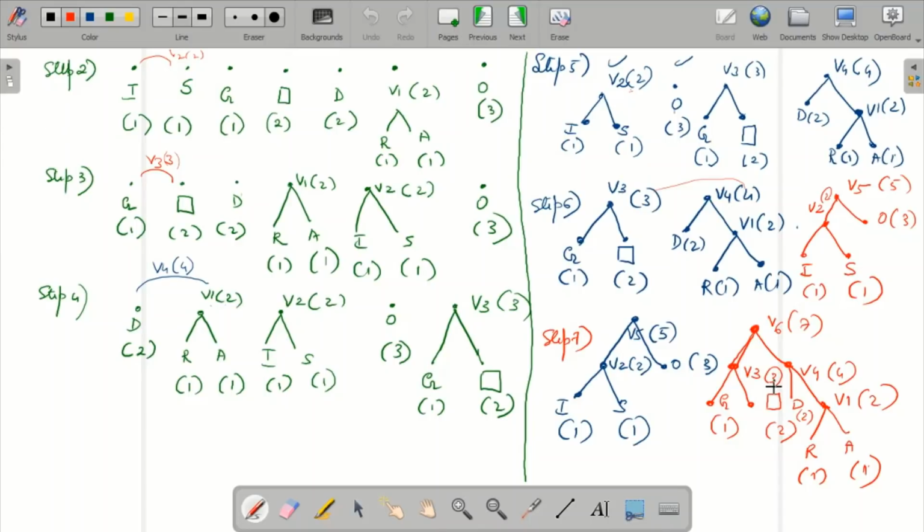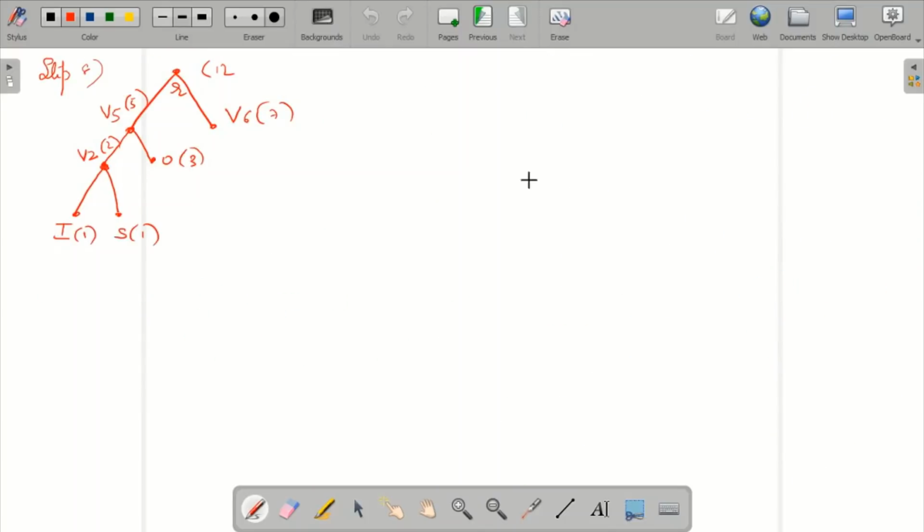If you see, it had actually V2 and O. Within this V2, I and S. Now for this we had V3 V4, and then we had G and space. So at this branch I'll just draw like this, something like V3, at O level itself, right? It should be at O level itself. So V3 and V4. V4 was 4.